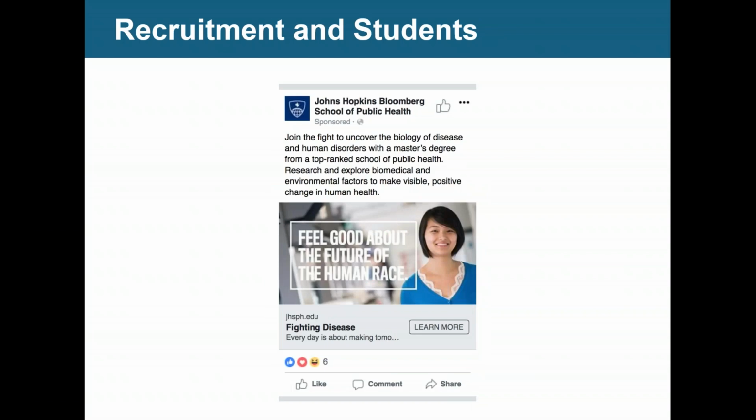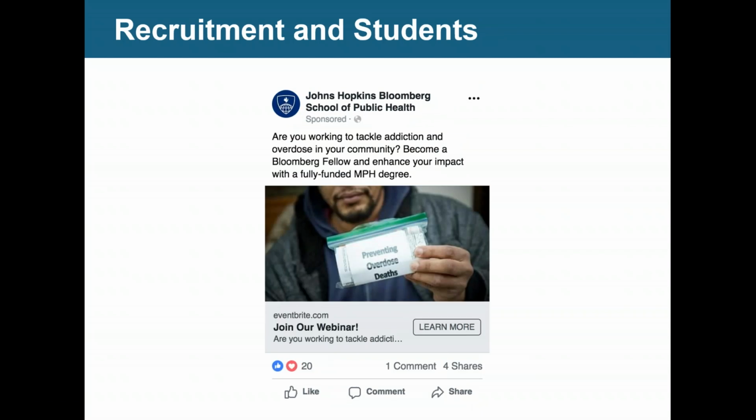To go back a slide, this one sends people to a landing page where they can fill out a form and sign up to learn more about a program. The webinar one goes to an actual webinar, sort of like this one, where people can hear about a program. So we try to offer people different ways to learn about our programs, and we try to market those widely on Facebook.